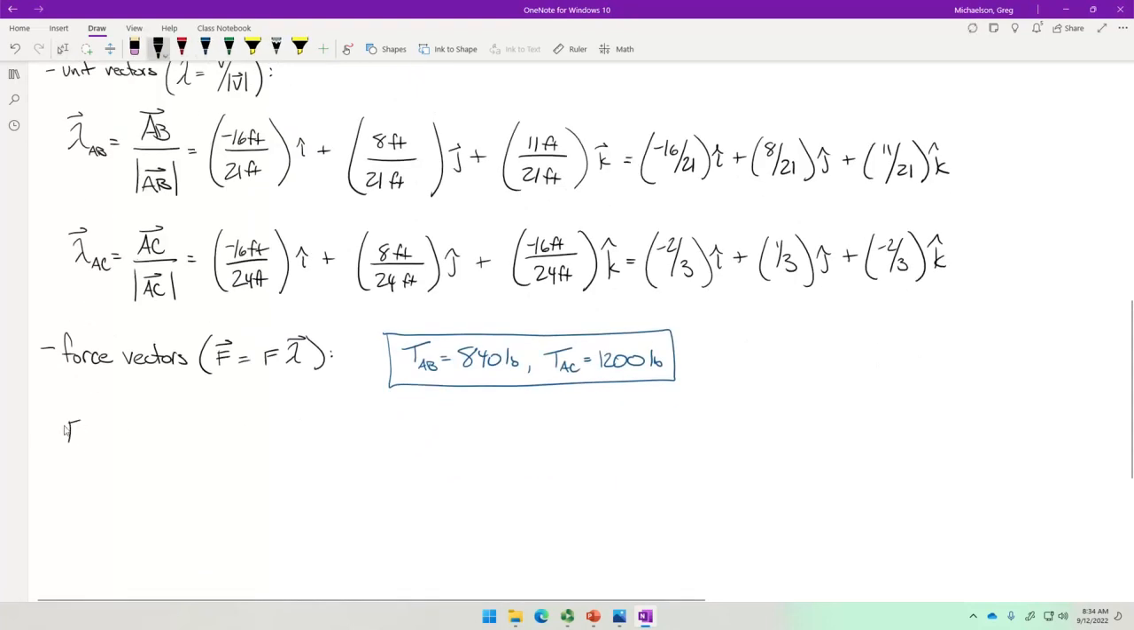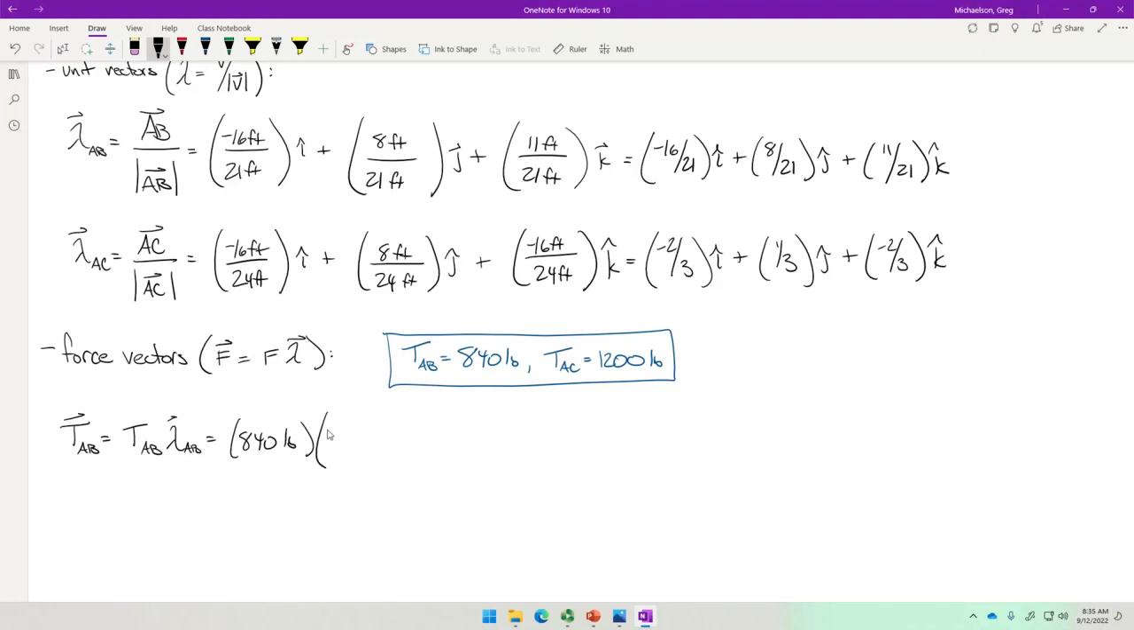Therefore, if I wanted to describe this vector, I would take the magnitude times the unit vector. Okay, and so what do we get? We get 840 pounds times negative 16 over 21 times i plus 8 over 21 times j plus 11 over 21 times k.